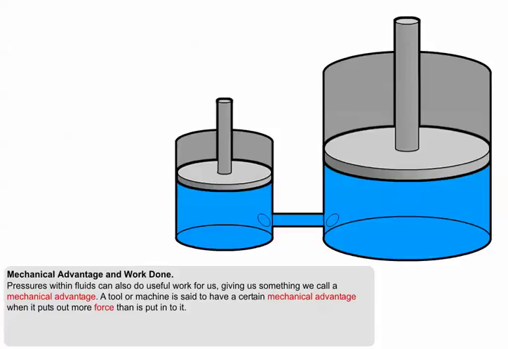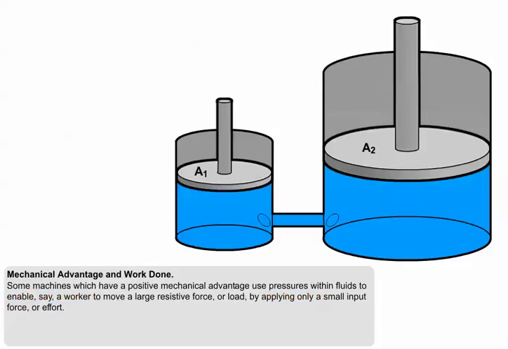Using suitable machinery or tools, pressure within fluids can also do useful work for us, giving us something we call a mechanical advantage. A tool or machine is said to have a certain mechanical advantage when it puts out more force than is put into it. Some machines which have a positive mechanical advantage use pressure within fluids to enable, say, a worker to move a large resistive force or load by applying only a small input force or effort.